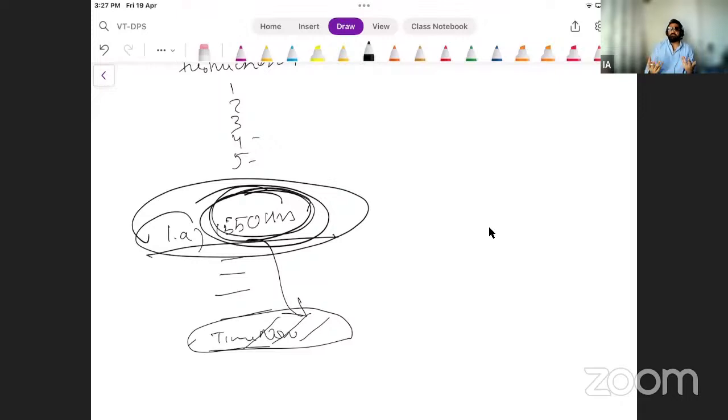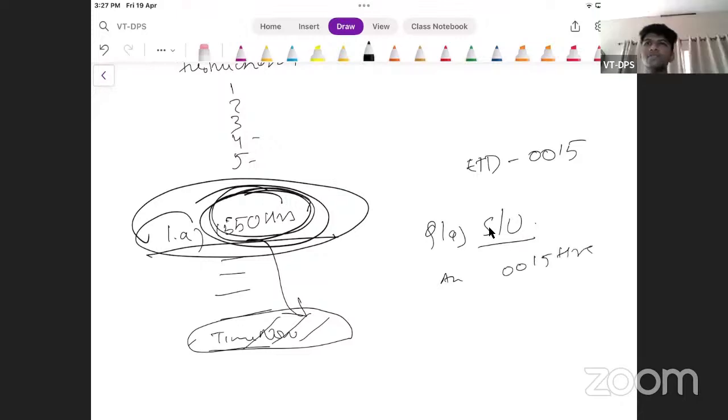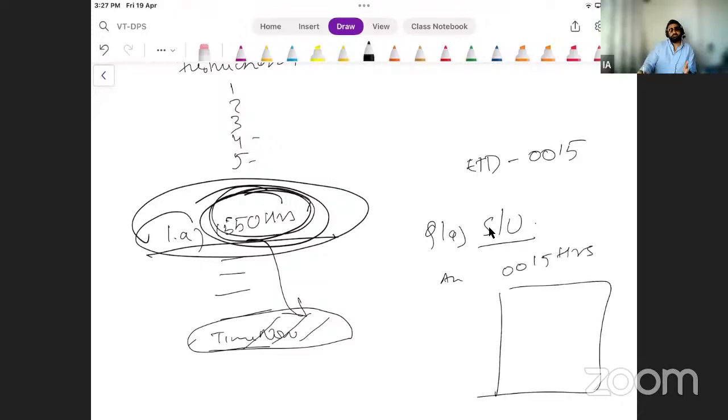You want an example? If, let's say, your estimated time of departure as per flight plan is 0015, and your question number one alpha is startup call, then what would you do? You'll write 0015 and then give the startup call. Simple. Understood, sir. Very good, very good. No problem.